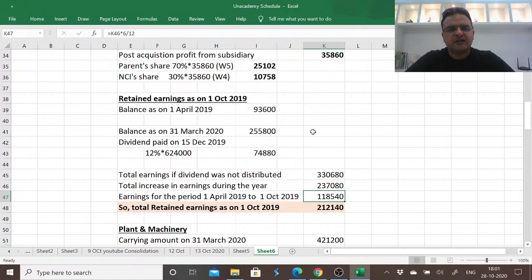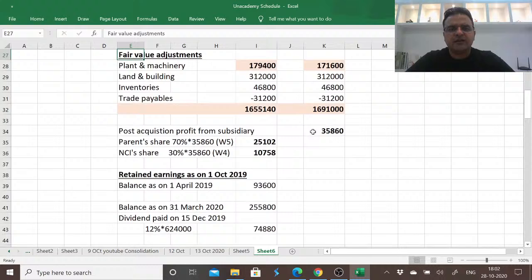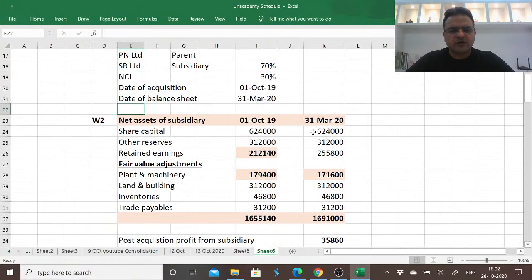If this was earned from 1st April 2019 to 1st October 2019, then what is the retained earnings position on the date of acquisition, that is 1st October 2019? It turns out to be equivalent to the opening balance 93,600 plus the earnings during the year till 1st October. That means the retained earnings position on 1st October 2019 was equivalent to 212,140. We needed this amount in net assets of subsidiary on date of acquisition, 212,140 on 1st October 2019. This is one thing we needed.